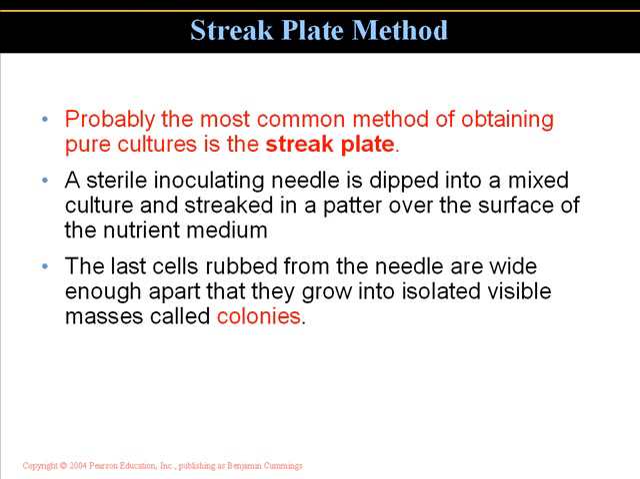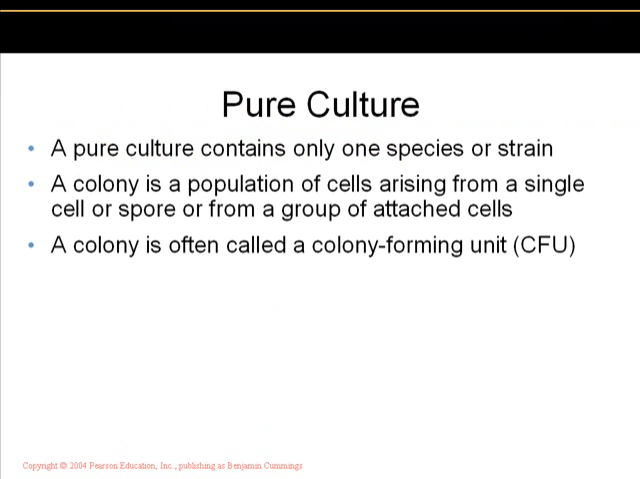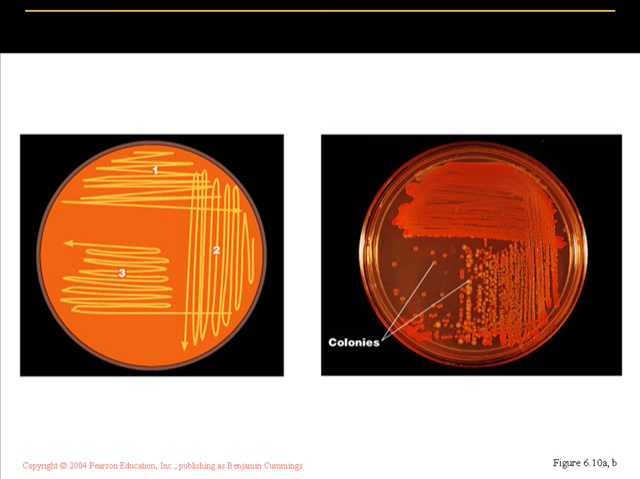It's streaked over the surface of the nutrient medium, then the last cells are rubbed off the needle where they're wide enough apart to grow. Then masses of colonies will grow on these culture plates. A pure culture contains only one species or strain. A colony is basically a population of cells arising from a single cell or spore or a group of attached cells. A colony is often called a colony forming unit, or CFU.